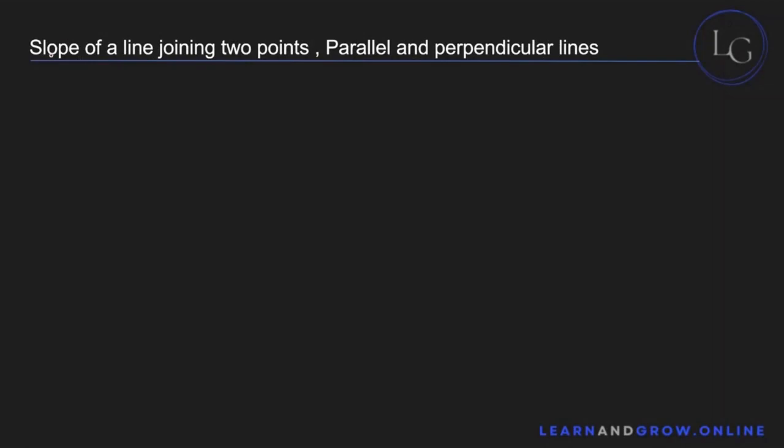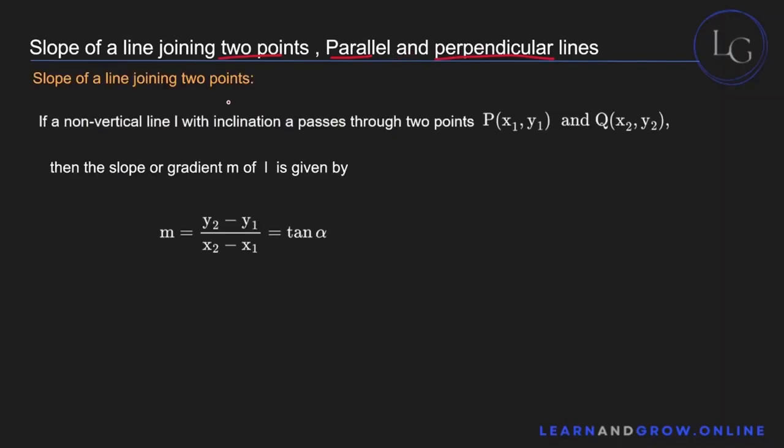Now, let's see what the slope of a line joining 2 points is, and what parallel and perpendicular lines are, and how they can be related to each other by the gradient. Okay, now let's see how you can find out the slope of a line joining 2 points. If a non-vertical line, so basically m must not be equal to infinity, let's say it's the line L, with an inclination of alpha, passes through 2 points P and Q, then the slope or the gradient of the line L is given by this or this, right?